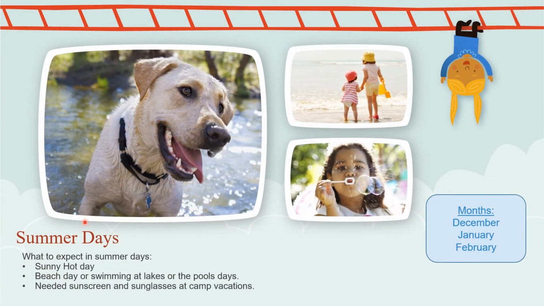Summer days, what to expect? As we said, hot, sunny days. You can see a dog just got out of the lake because it's a sunny day, probably on a camping vacation. A lot of beach days with family, and you need sunscreen and sunglasses for that. It's around the months of December, January, February. We start off with summer.